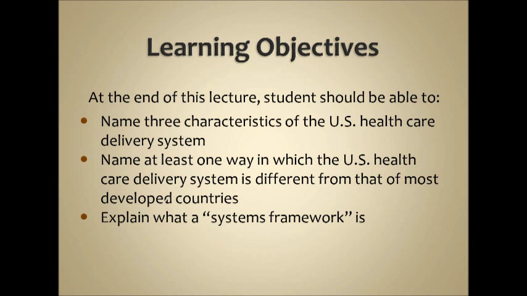Now we have reached the end of this lecture, and you should be able to name 3 characteristics of the U.S. healthcare delivery system, name at least one way in which U.S. healthcare delivery system is different from that of most developed countries, and finally, explain what a systems framework is.